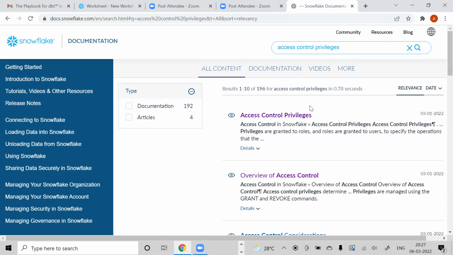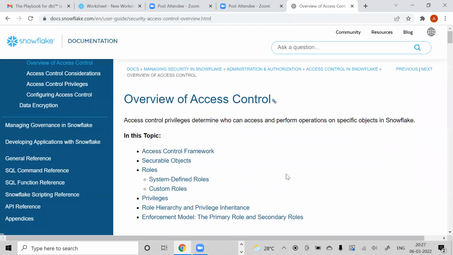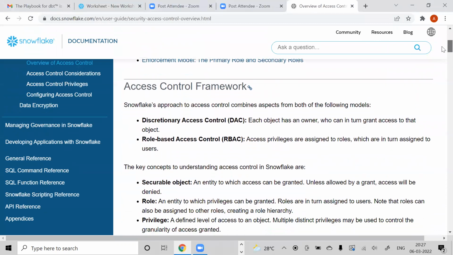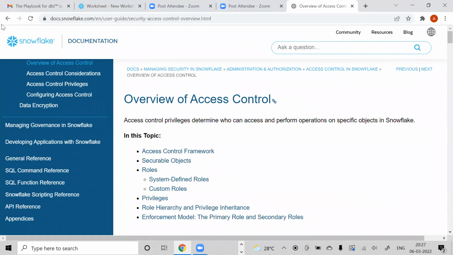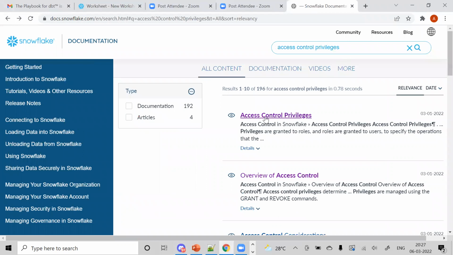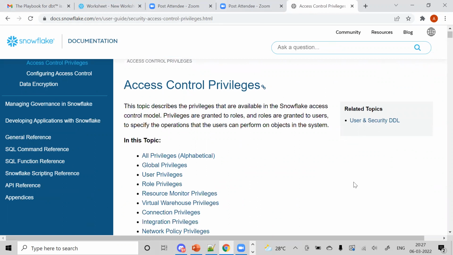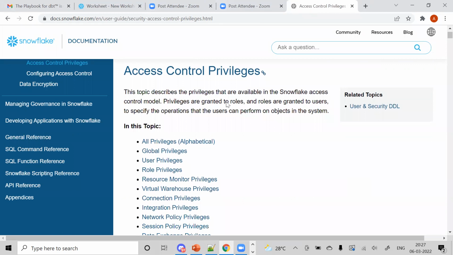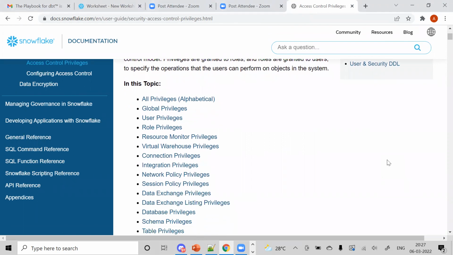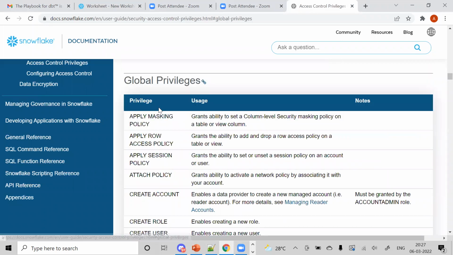Can you tell me where I should check for create network policy? At what level should I go and check it? Anybody wants to try? The network policy that we are discussing right now, right? It should be account level, right? Account policies, network policies, that's what you said just now, right?